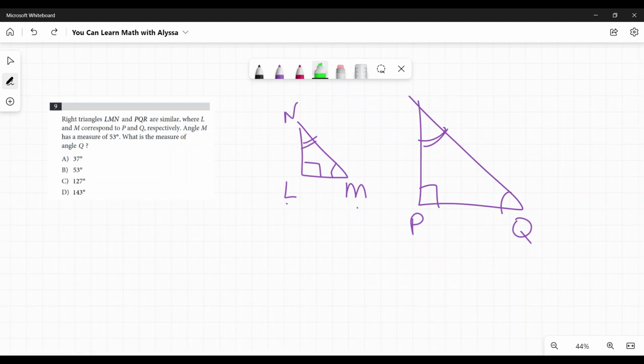Then they tell me that angle M has a measure of 53 degrees. Similar triangles, corresponding angles are the same. So angle M corresponds to angle Q. So if angle M is 53, angle Q is also 53 degrees. My answer is B.